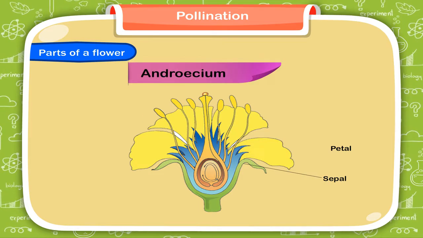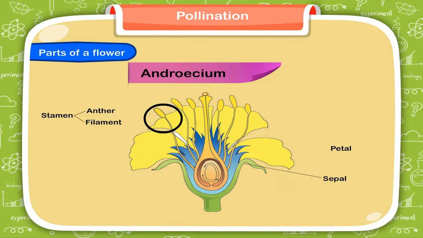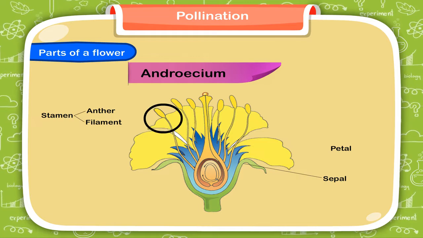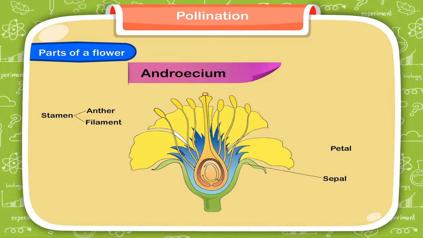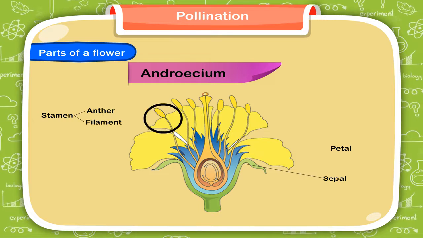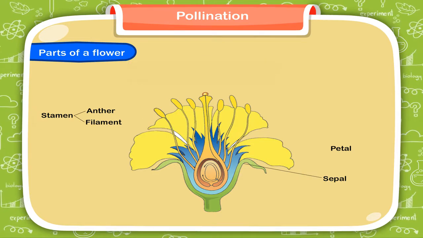Androecium. It is the third roll of the flower. It is the male reproductive part of the flower and each unit of the androecium is called stamen. A stamen consists of anther and filament. Anther is the fertile part which bears yellow powdery particles called pollen grains.